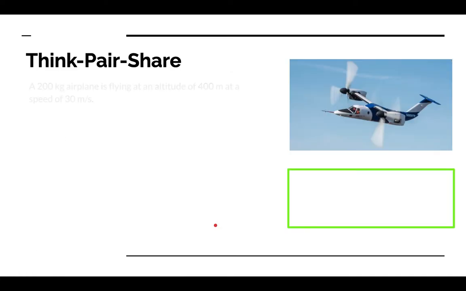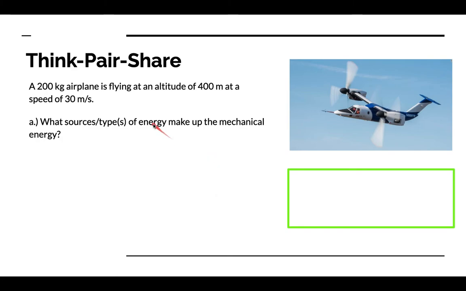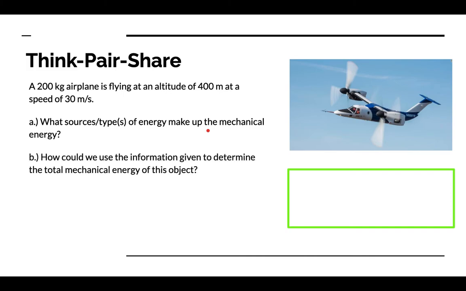So let's do a quick think, pair, share here. Let's say we have a 200 kilogram airplane that's flying at an altitude of 400 meters at a speed of 30 meters per second. We ask what types of energy make up the mechanical energy of the plane, and then how could we use the information in the prompt to determine the total mechanical energy of this object.